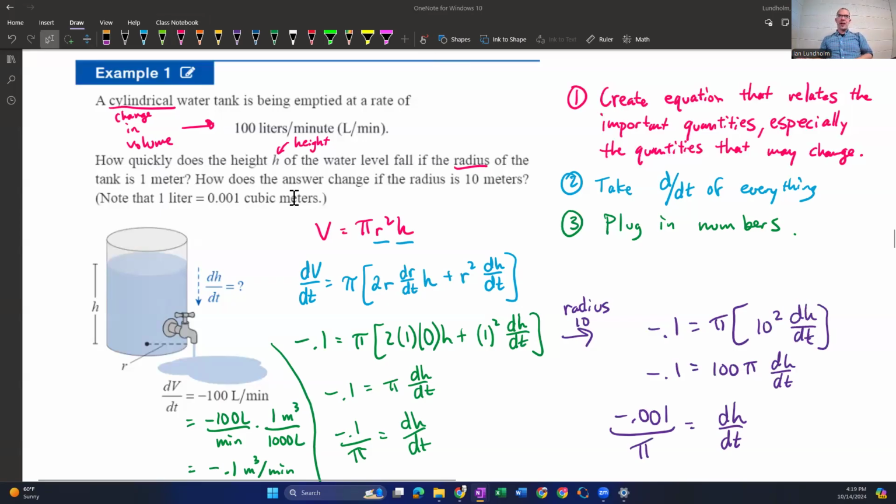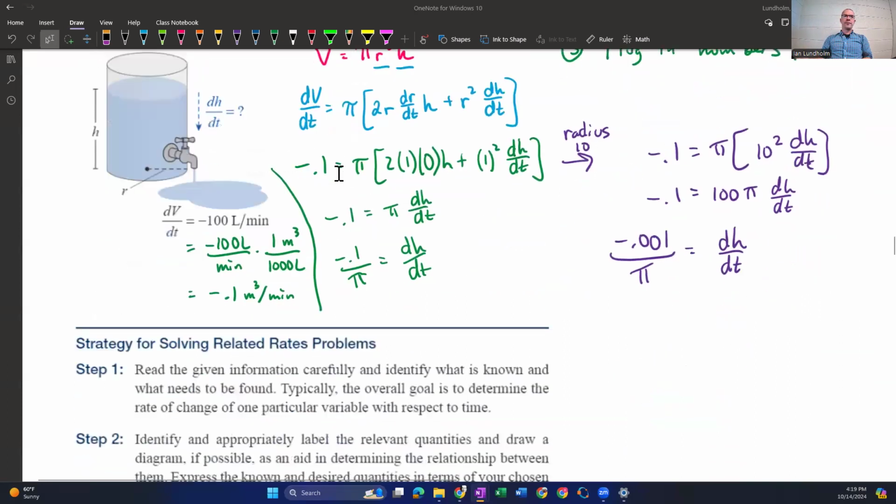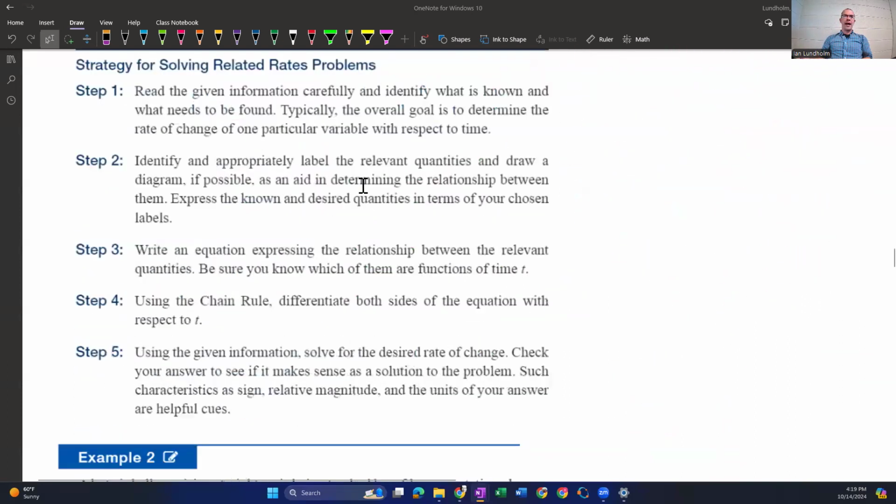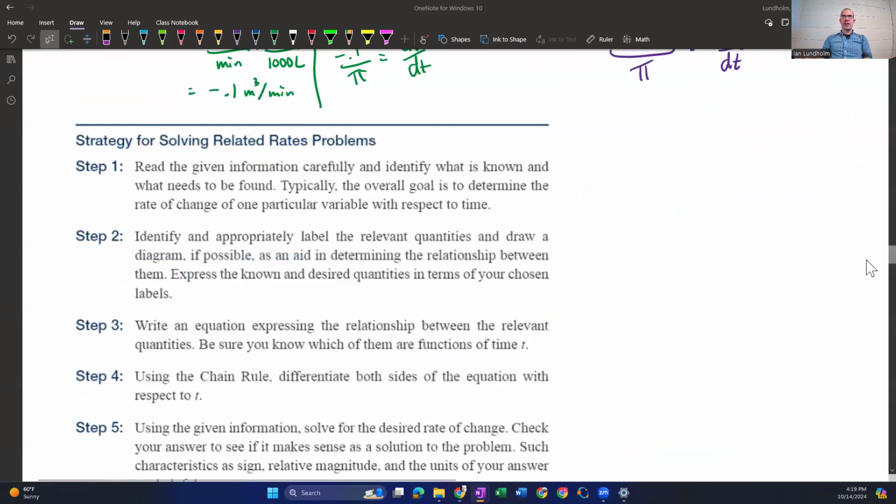But that's the general feeling for these problems: you want to create an equation, and sometimes this takes a little bit of creativity, but you create an equation that relates the relevant quantities. You take the derivative of everything with respect to t, and then you plug in the numbers. Our book has 5 steps instead of 3.